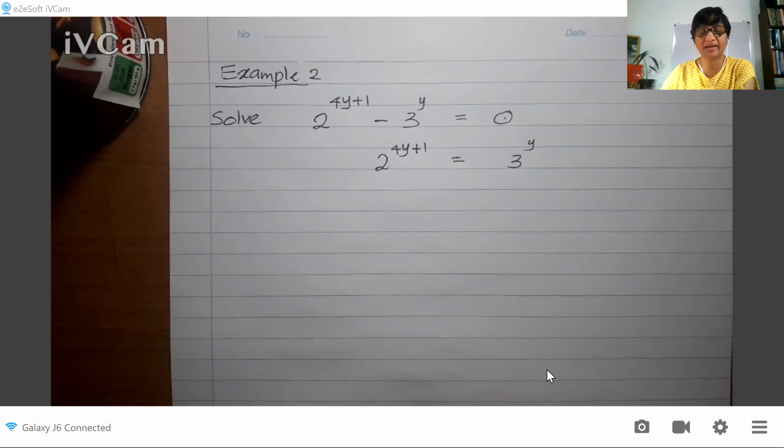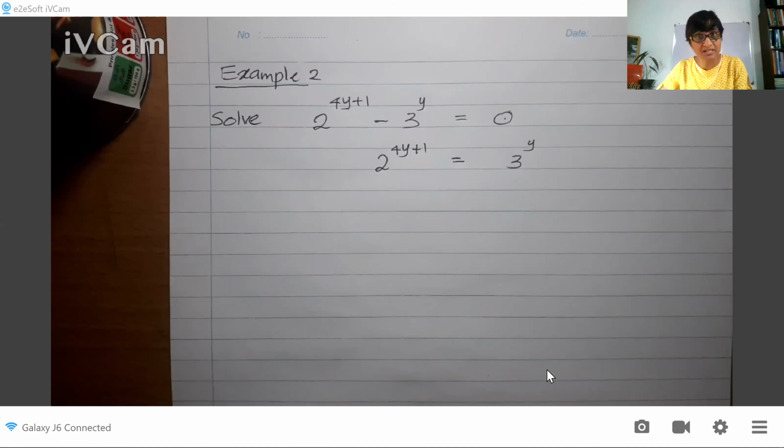Right, so I did what Nathan suggested. I took the 3 to the power of y term to the other side. Now what can you do? Now you can take log on both sides. We discussed this last week: you can take log of any base, but we take log of base 10 or log of base e, which is ln. Why? Because those are the two logarithms that are available in our calculator.